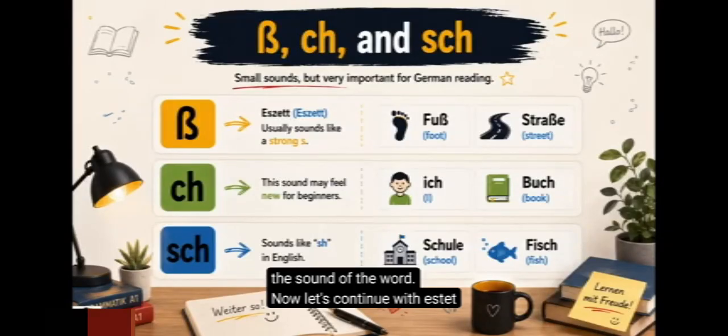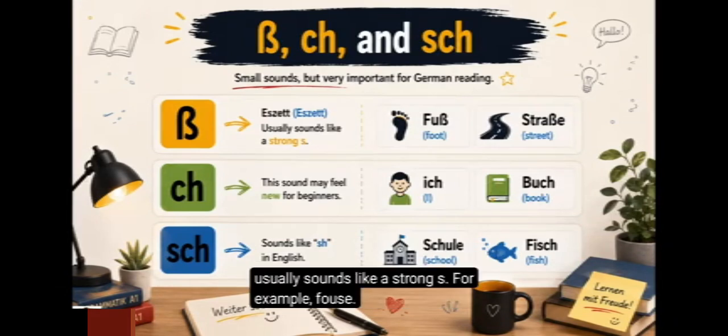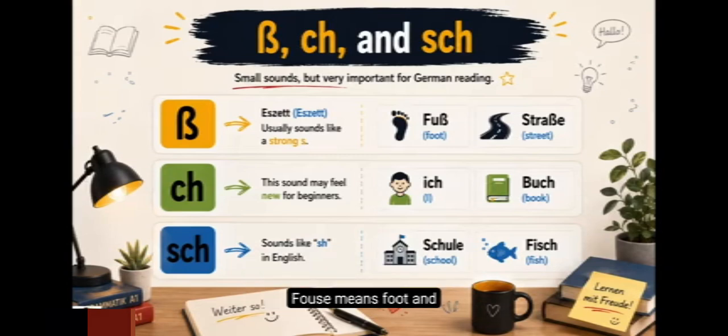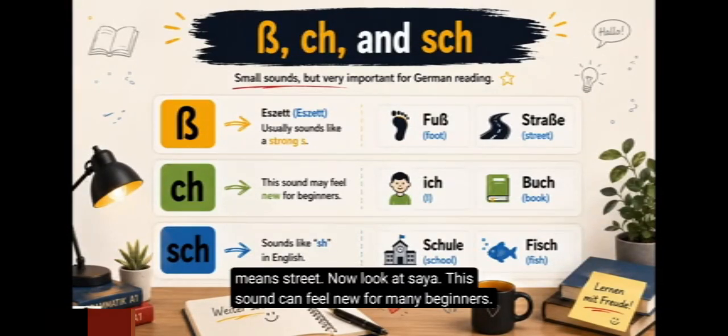Now let's continue with sz, ch, and sch. The letter sz is called sz. It usually sounds like a strong S. For example, Fuß. Fuß means foot, and Straße. Straße means street.